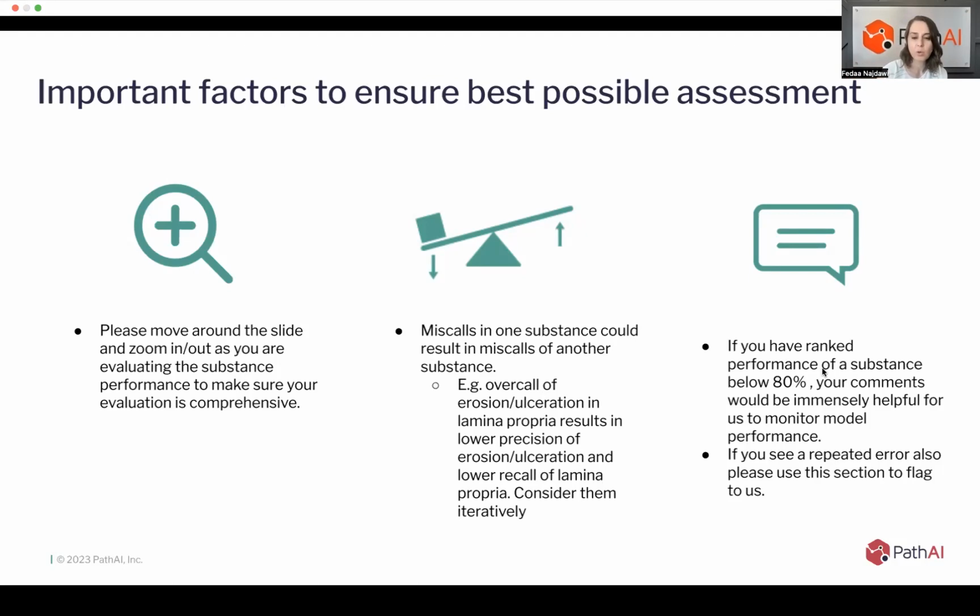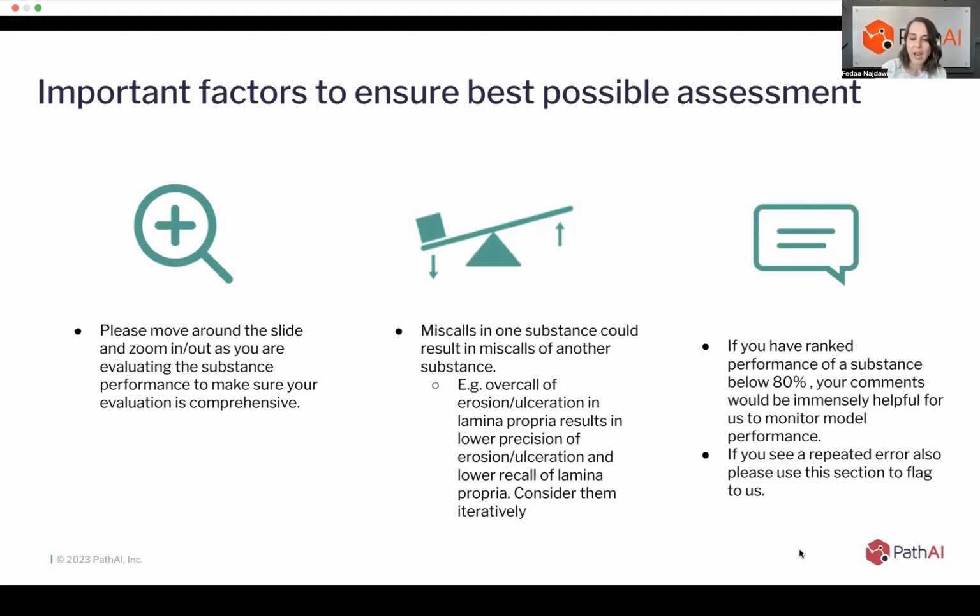In terms of miscalls, please remember that miscalls in one substance will result in miscalls in another substance. So for example, if you have erosion ulceration overcall in lamina propria, then eventually that is going to result in a lower recall of lamina propria, but also a lower precision in erosion ulceration. So consider these iteratively.